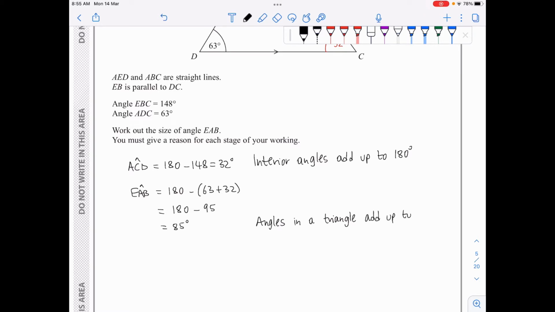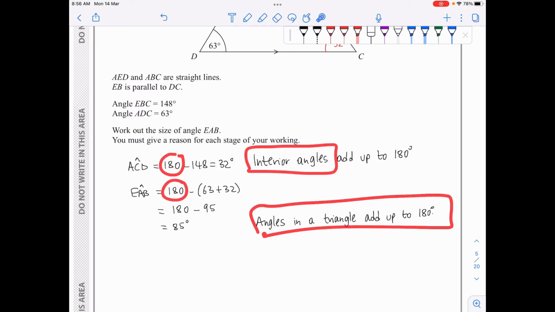Now, in these kind of questions, you really need to be careful because you've been explicitly asked to give reasons. And a good way to remember how many reasons to give is that for every new number that appears, you need to justify with a reason. So the 180 here is coming from the interior angles. And the 180 here is coming from the angles in a triangle that are known to add up to 180 degrees.